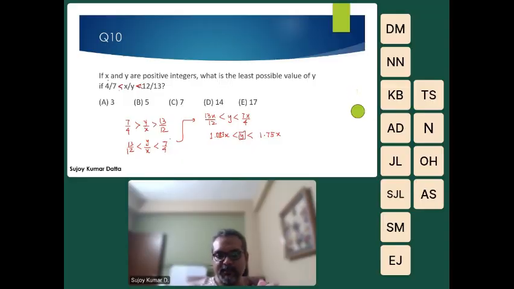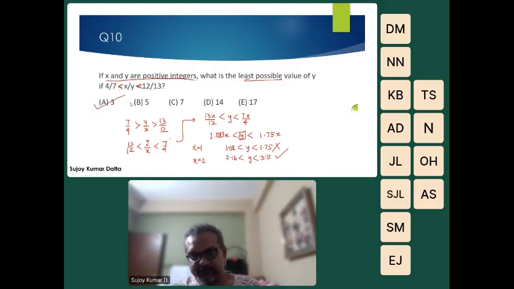Now I need y to be an integer, because it's given, and the smallest possible. That means I cannot make x very large. So I start with x as 1. Then I'm going to get 1.08 and 1.75. Not possible, because in this range there is no integer value of y. So I go to the next integer value of x. x as 2 becomes 2.16 and 3.5. Yes, there is an integer value of y, which is 3, in between these two. So the answer is 3.